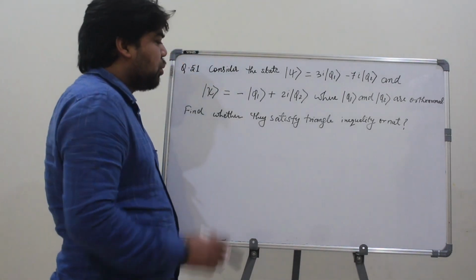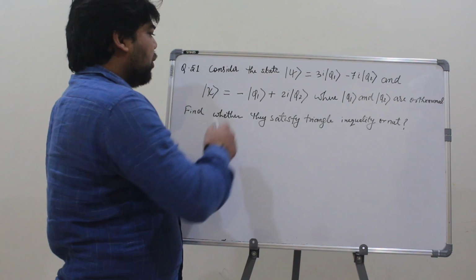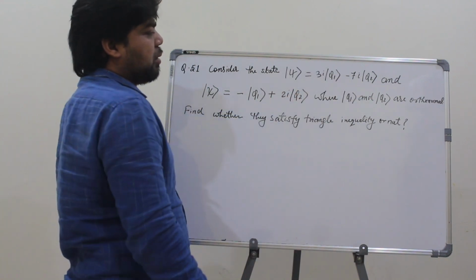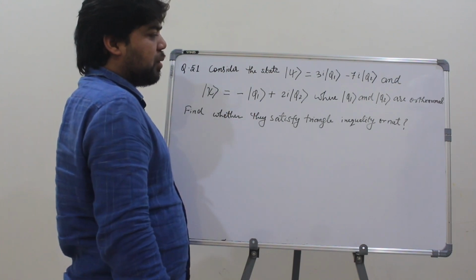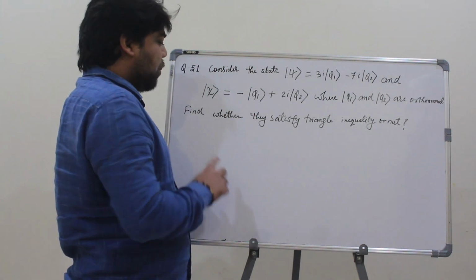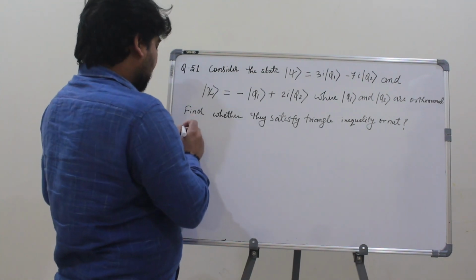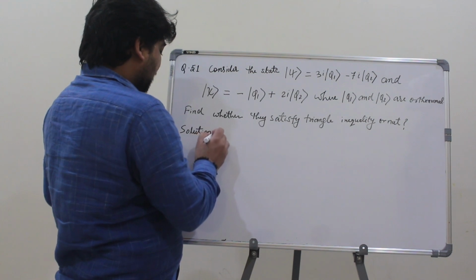Hey everyone, today we are going to talk about problem number 51 in quantum mechanics, which says: consider the states psi equals 3i phi1 minus 7i phi2 and chi equals minus phi1 plus 2i phi2, where phi1 and phi2 are orthonormal. Find whether they satisfy the triangle inequality or not. So let us first find out what the triangle inequality is.